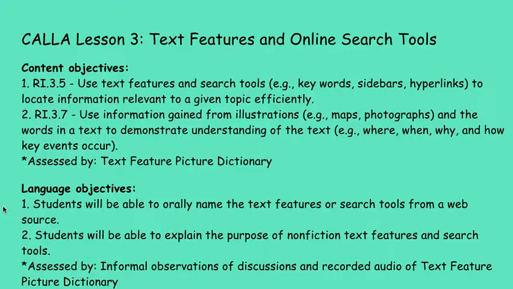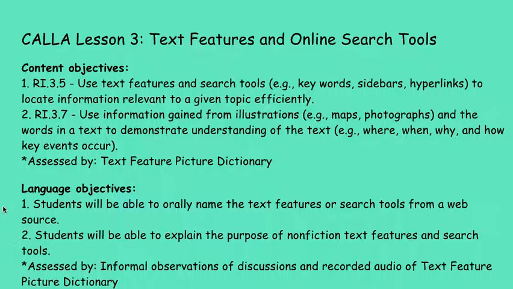So we assess this again through their text feature picture dictionary. We're having them just add keywords, sidebars, and hyperlinks. And the way that I do this is I model with an actual online web source. I project it on the board. I show them how I would use it, what it's looked like. I have the words written out so they're visibly seen on a sentence strip somewhere.